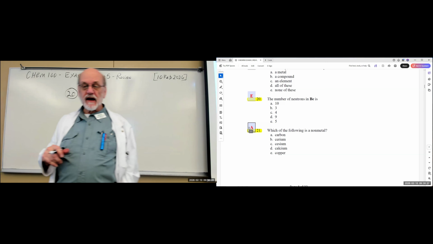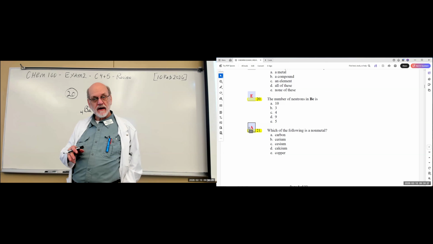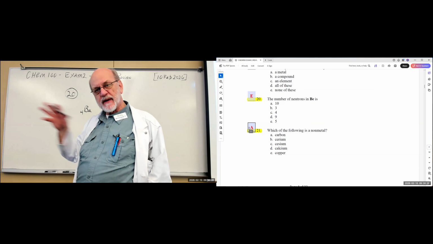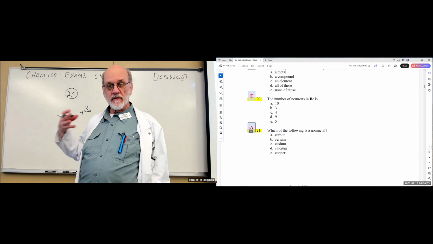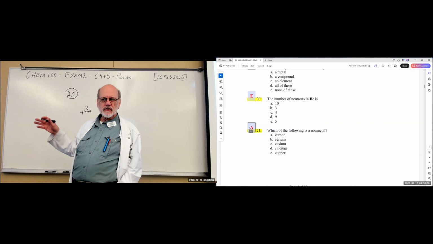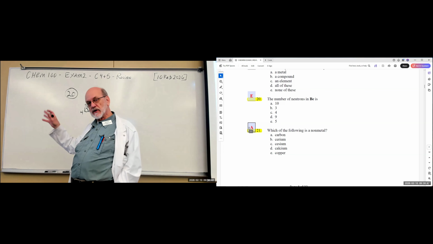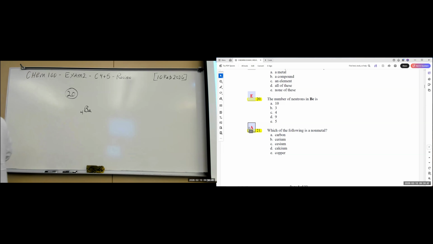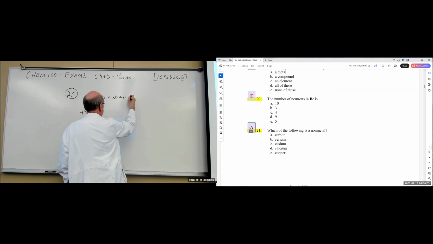Okay. Now, in order to calculate the number of neutrons, we need to know the mass number. But the only thing we can get from the periodic table is a weighted average of the masses of beryllium isotopes. So what is the atomic mass given in our periodic table? Let's look. 9.01. 9.01 equals the atomic mass.